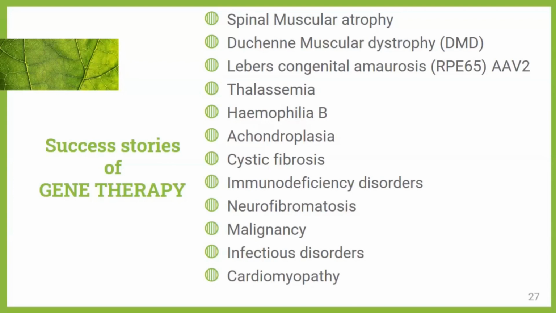Thalassemia, hemophilia B with adeno-associated vector. CMC Vellore has also identified something on MRI, and there is a phase 3 trial. Achondroplasia: vosoritide is already there, above 5 years we can give it, but it is not available in India. Cystic fibrosis, ivacaftor, and after that so many molecules are there. Immunodeficiency disorders, neurofibromatosis with MEK inhibitors, malignancy, infectious disorders, cardiomyopathy. There are so many success stories, but it doesn't mean that. That's the thing I want to tell.